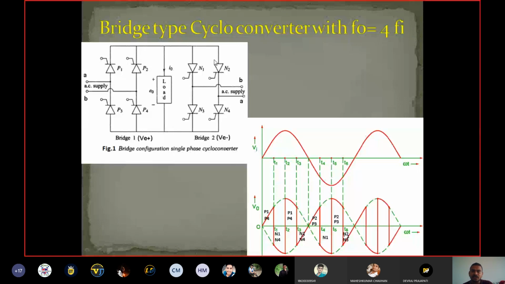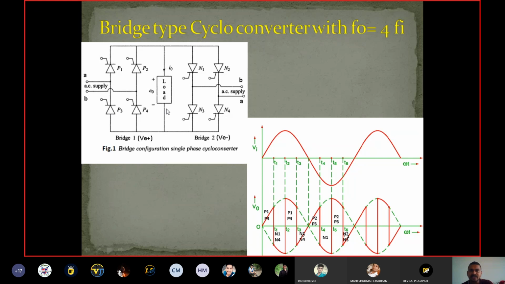Okay, so first of all we will trigger the positive converter thyristors, that is P2 and P3. So this P2 and P3 become on in which time duration? From the starting of the negative half cycle to T4. Okay, so the current flows from B to P2, P2 to C, C to load, load to D, D to P3 and P3 to A, that is negative.